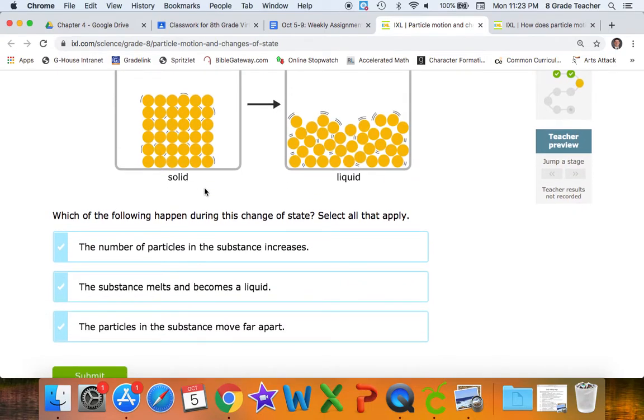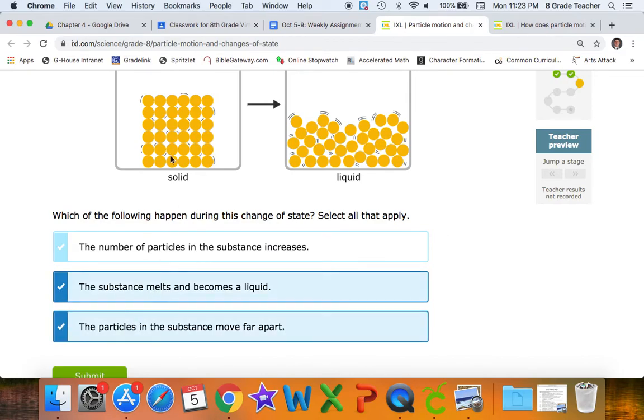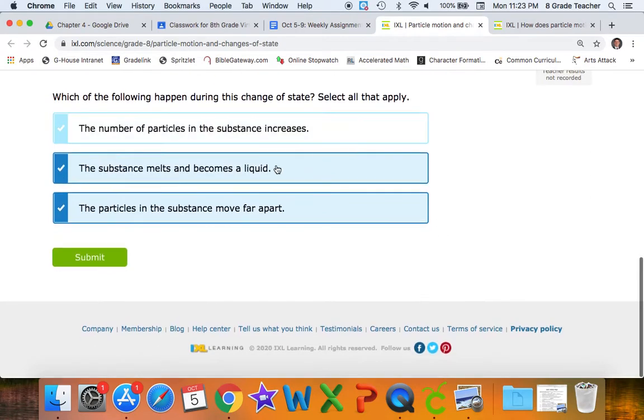So you could count all these particles to see if there's a different number of them, but there's not a change in the amount of matter that's happening here. So the number of particles doesn't increase. The substance melts and becomes a liquid. Looks like that's happening. The particles in the substance move farther apart. So they were all packed together. Now they're slightly more spread out.